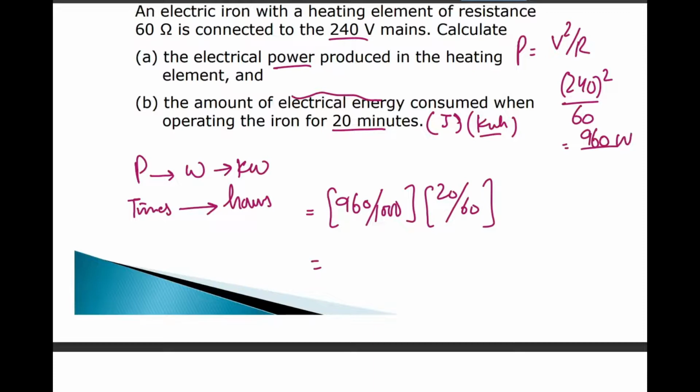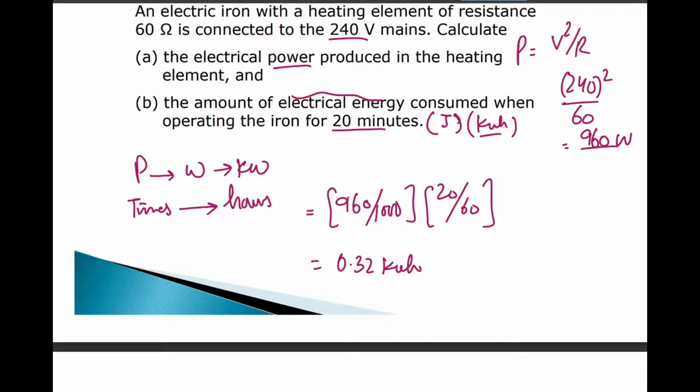So I can just simply find this out. That would be 196 multiplied by, so that comes out as 0.32 kilowatt hours. If I had found this in joules, it would have been a larger answer. Okay. Acceptable? Right? Yeah. Okay, good, thank you.